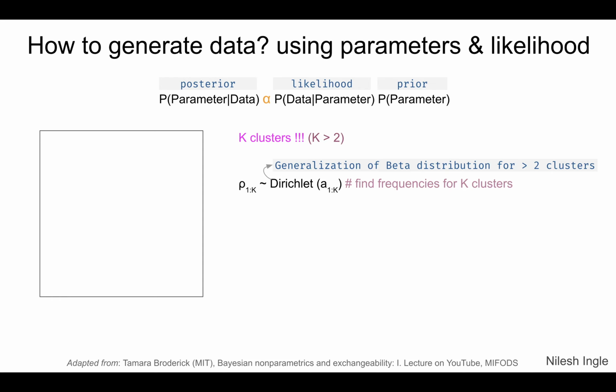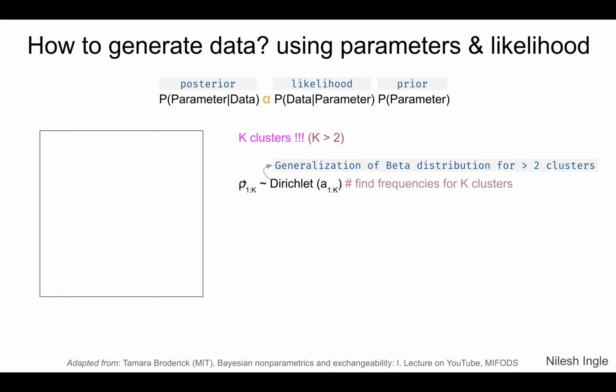Now, so far we looked at what we would do if there were two clusters. What happens if the number of clusters is more than 2? That's where the Dirichlet distribution comes in. And Dirichlet is a generalization of the beta distribution, as we saw earlier. So we have more than 2 hyperparameters because we have more than 2 classes now. And it is given here.